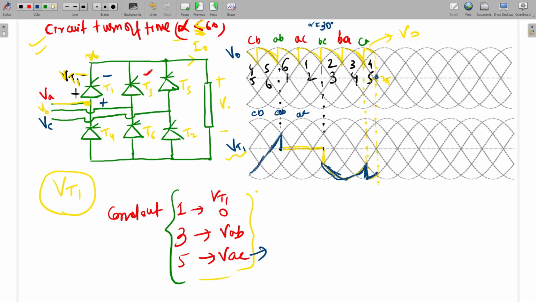Now we'll see the reverse bias angle. How much is the duration here to here? This we will consider. So how much is this one? This is 60, 60, plus 30, I think. How much total? 150.